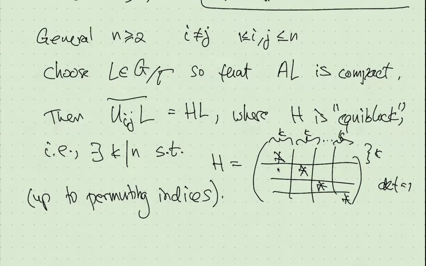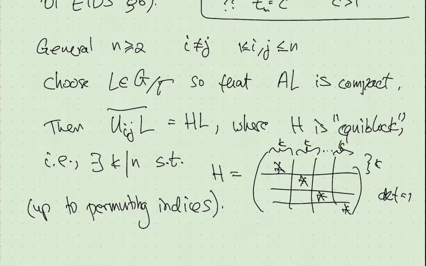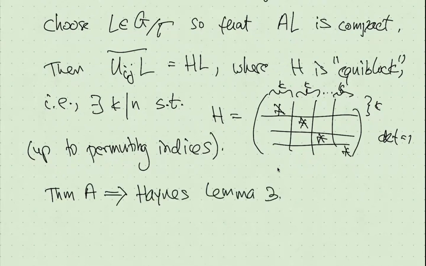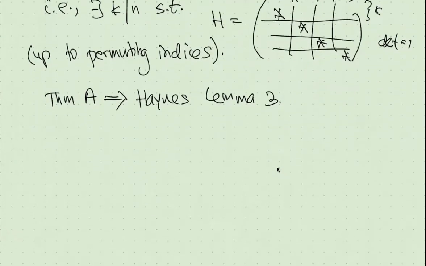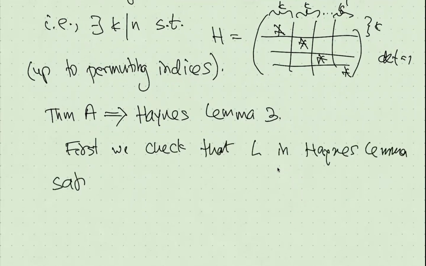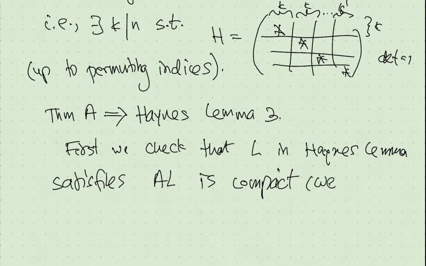Okay, so let me explain why this statement implies the Haynes lemma, lemma 3. I'm going to be spending most of the time explaining how to prove theorem A, but let's first see why it's stronger than what Alan Haynes was claiming. Theorem A implies Haynes lemma 3. First, we check that L in Haynes' lemma satisfies that AL is compact. So we're going to do this in a moment.